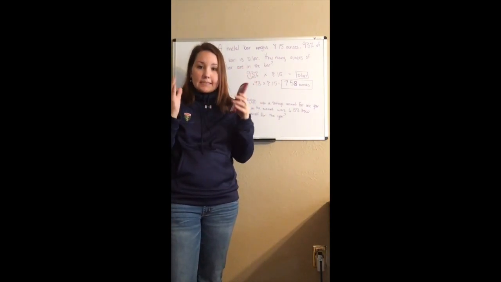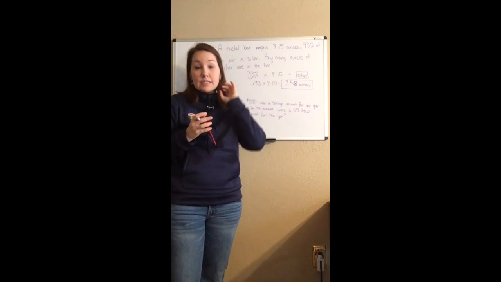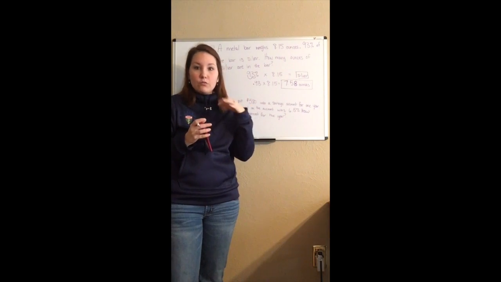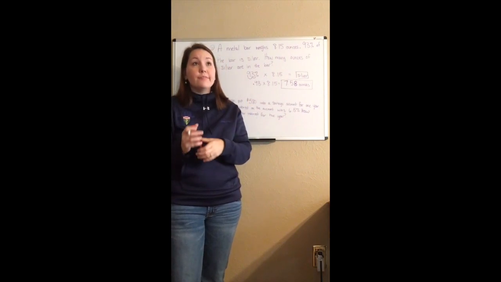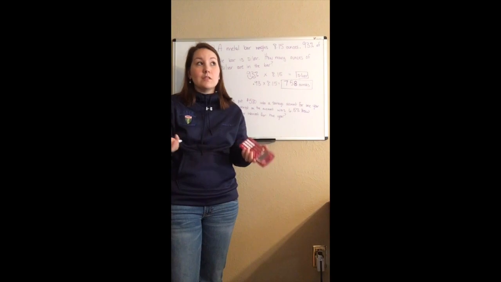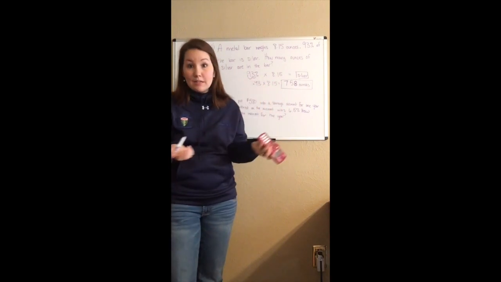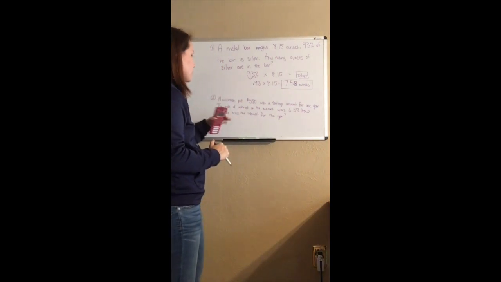So what you've got to do is sit and think. Do I need to circle certain numbers? Say it out loud in my head. 93% of 8.15 ounces is silver. Oh, in my head, that makes sense. I can make that into an equation. So same thing with this one.